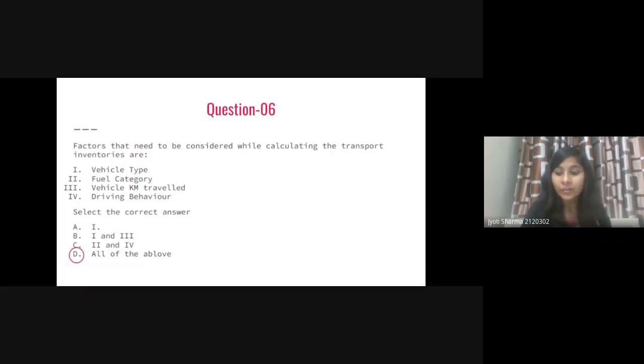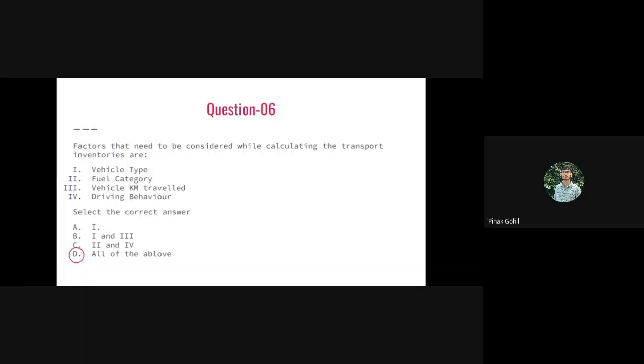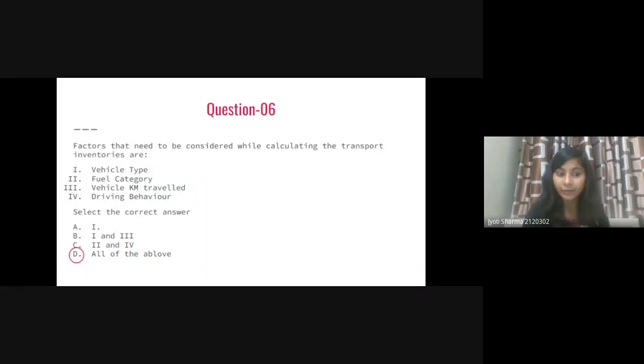Then vehicle type: whether your vehicle is a two-wheeler, a four-wheeler, a light duty vehicle, or a heavy duty vehicle. With a different vehicle, your emission will be different. If we are talking about the fuel category, then it is CNG dependent, petroleum dependent, diesel, or hybrid. Based on that, your emission will be different. Then the vehicle kilometer travel: whether your vehicle is traveling 1 kilometer, 2 kilometers, 3 kilometers, or thousands of kilometers will also give you variation in your transport inventory. And I already talked about driving behavior. So these are the four factors that will determine your emission inventory.